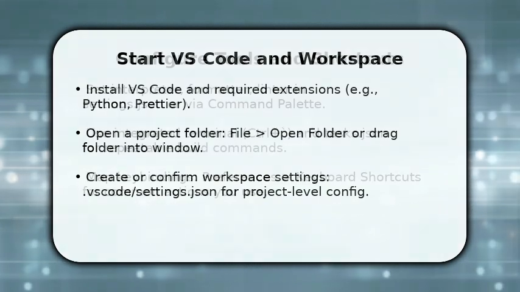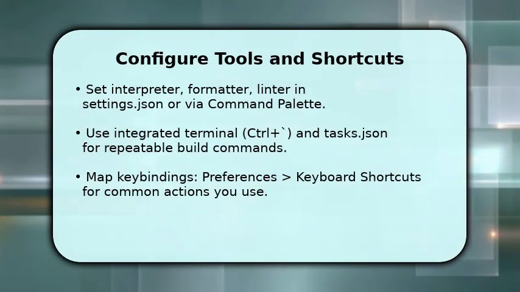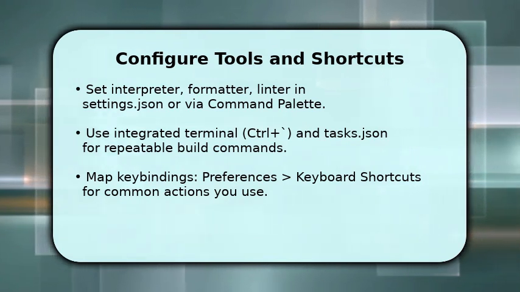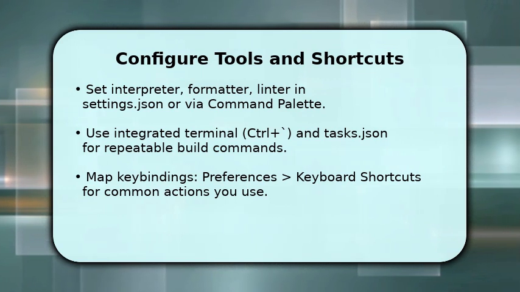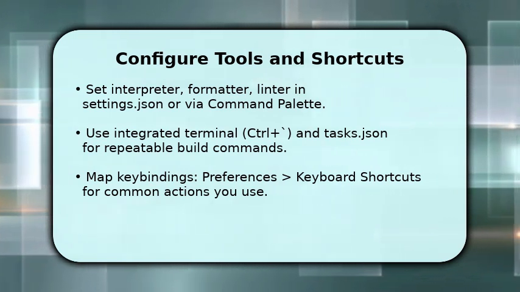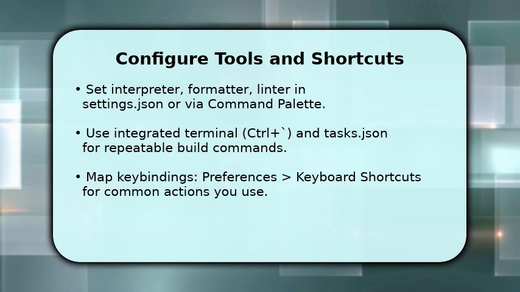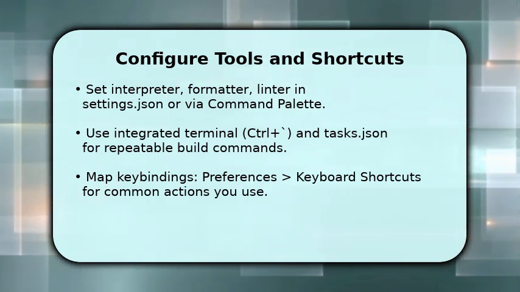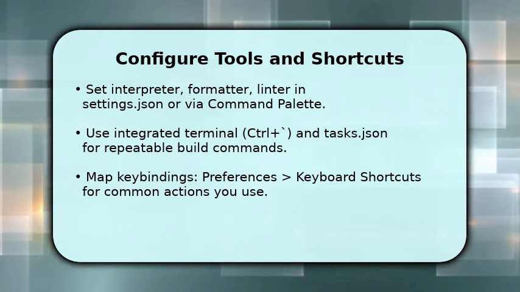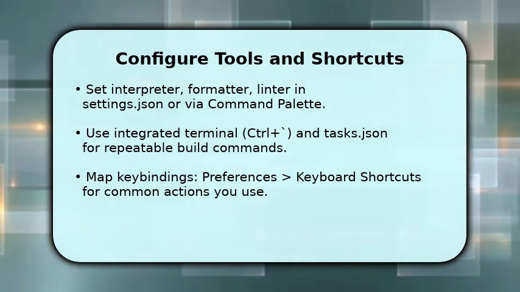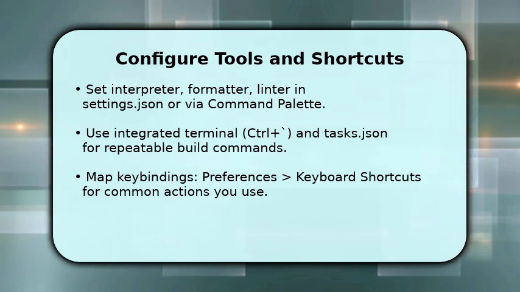Now you configure the core developer tools so editing, building, and testing become efficient. Use the command palette to select the interpreter and formatter. This ensures code runs and formats consistently, which reduces debugging time. Next, use the integrated terminal and create tasks.json for build/test commands so you don't type long commands repeatedly. Finally, assign a few custom key bindings for frequent actions. This accelerates your flow and prevents context switching between mouse and keyboard.